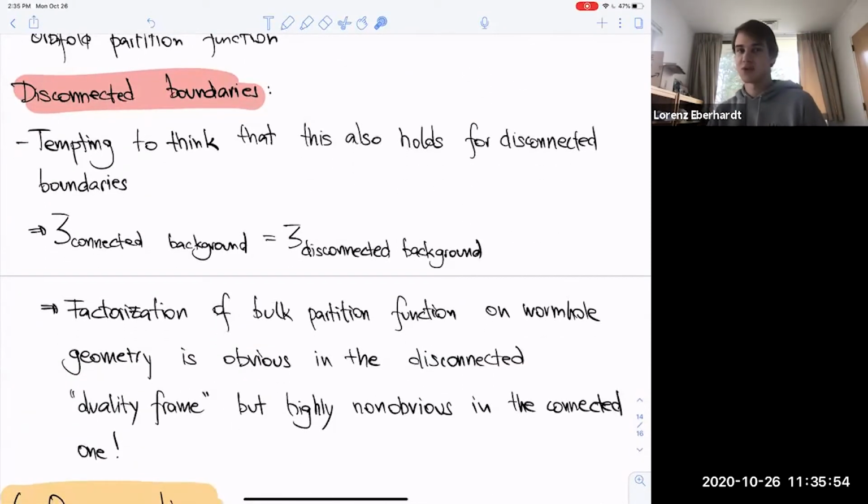Okay, and you can maybe even speculate more that this is even true if you have disconnected boundaries. If you have disconnected boundaries, then this would in particular imply that this grand canonical partition function on a connected background is just the same as on a disconnected background.